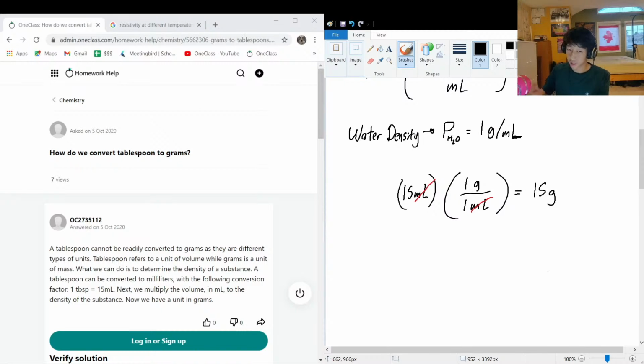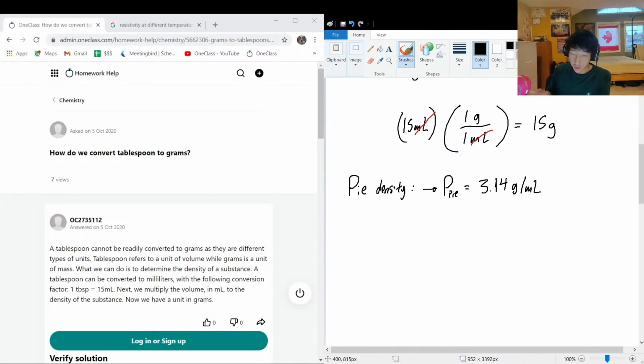Now let's say we have a different density, something else. Let's say we have a tablespoon of pie. You'll see what I mean. So let's say we have pie density, and let's say the density of our pie, rho pi, is equal to 3.14 grams per milliliter. If we wanted to find the mass of a tablespoon of pie, we would largely do the same type of procedure. So we'd have 15 milliliters multiplied by 3.14 grams divided by 1 milliliter.